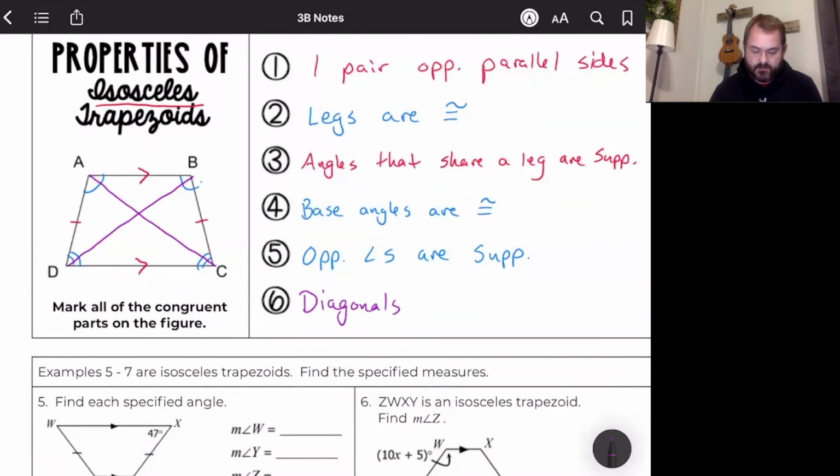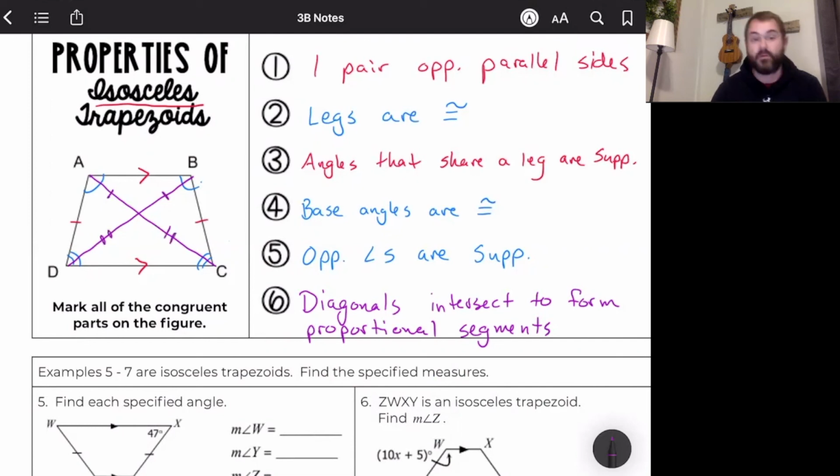The diagonals intersect to form proportional segments. What that tells you is these two segments are congruent and these two segments are congruent, okay? And that creates a proportional relationship between those intersections. And remember, proportion again is something like A over B equals C over D. Okay?